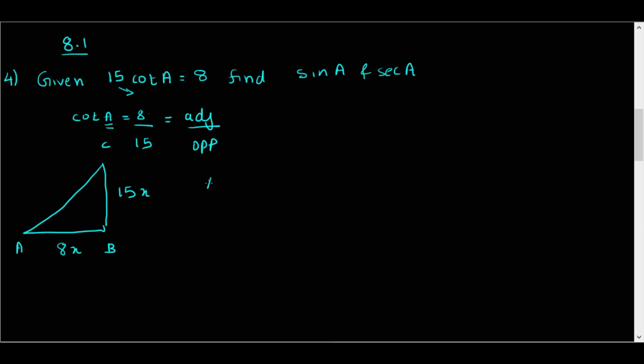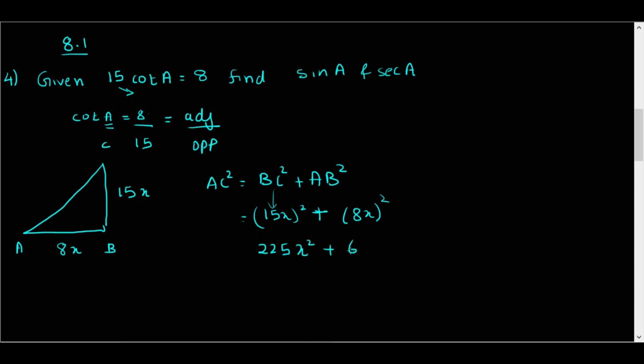So using Pythagoras theorem, I have AC square is equal to BC square plus AB square. So that is 15x the whole square. That's BC. BC is 15x, so BC whole square plus AB. AB is 8x the whole square. 15x the whole square is 225x square plus 64x square. Now 225 plus 64 is 289. So AC square is equal to 289.